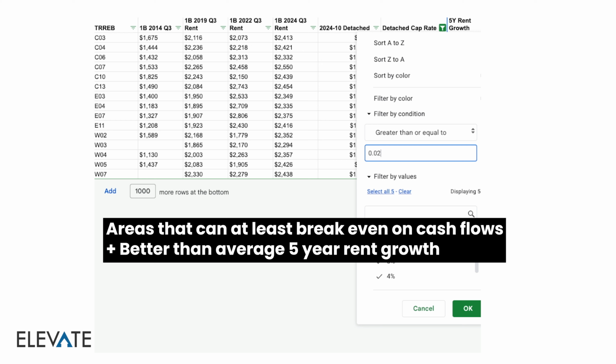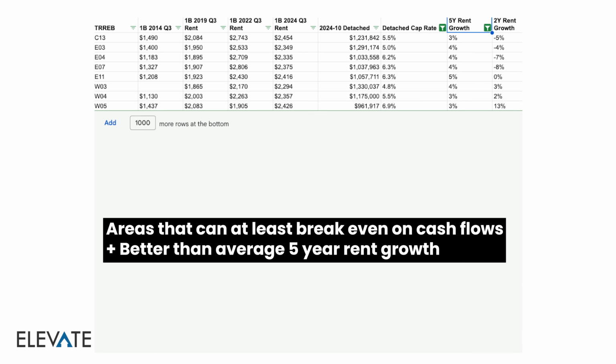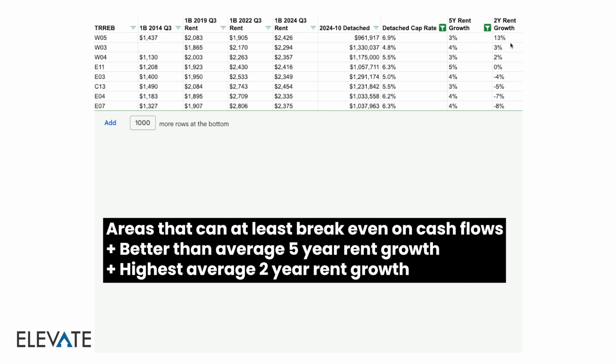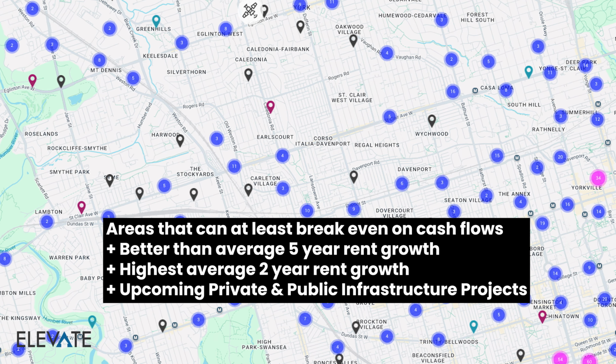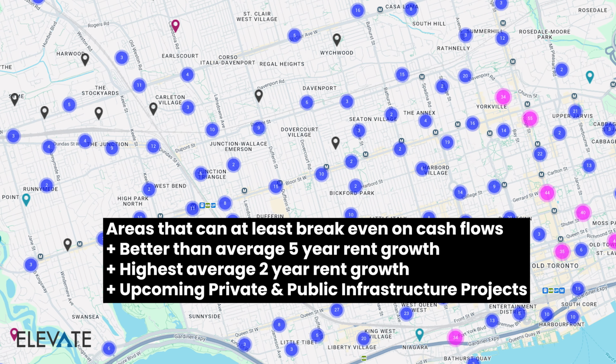And here on the screen, we ran these numbers for detached homes in October of 2024 in Toronto. Next, we check rent growth. Ideally, we're looking for at least average or better 5-year rent growth, and then we zero in on the top performers for the faster 2-year rent growth. Then you can layer in clues like new businesses, new condo projects, or public infrastructure projects, and boom, you've got solid areas to focus on.